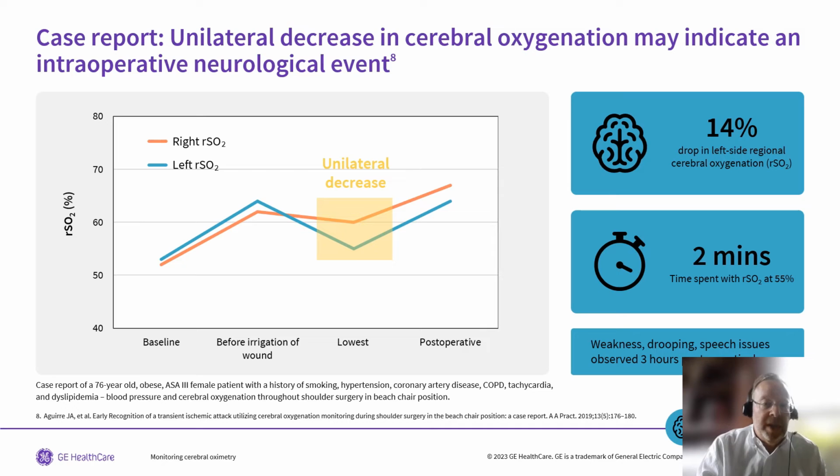Besides revealing hidden threats to perfusion, cerebral oximetry can also detect critical events. For example, a unilateral decrease in cerebral saturation can be a sign of an ischemic event if the affected site is the tissue under the sensor. And here you can see what a unilateral decrease in cerebral saturation looks like. In this case, a 14% drop in the left-sided regional cerebral oxygenation that lasted for about 2 minutes was associated with weakness, drooping, and speech issues observed 3 hours after surgery in this patient.